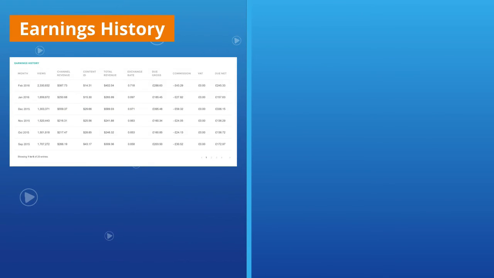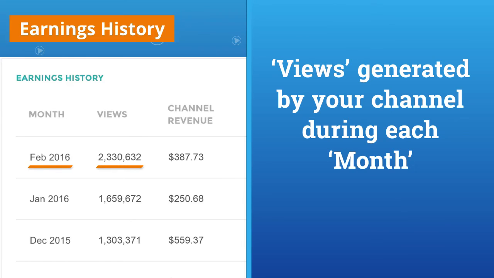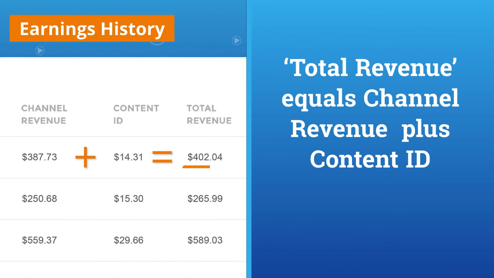Earnings history is a month-by-month breakdown of your earnings for your channel. Let's look at this top row as an example. Here you can see how many views you generated for each month, your revenue, broken down by channel revenue and content ID, which gives you your total revenue.